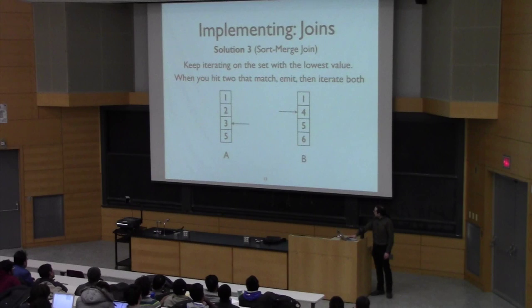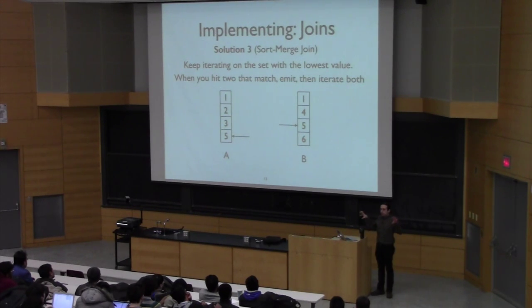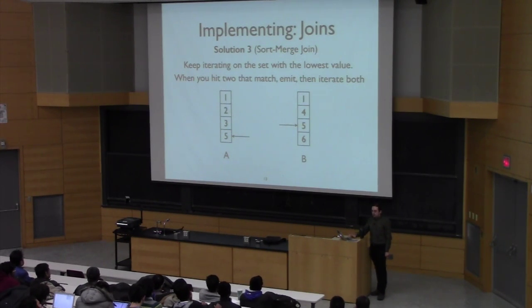And I keep moving the lowest pointer until I get to a pair. So in this case, 1 and 1 produce an output. Then I advance both pointers. 2 and 4 don't produce an output. 2 is the lower of those two, so I'll advance the pointer 2 to 3. 3 and 4 still don't produce an output, advance. 5 and 4 don't produce an output, but now 4 is the lowest pointer, so I'm going to advance that.